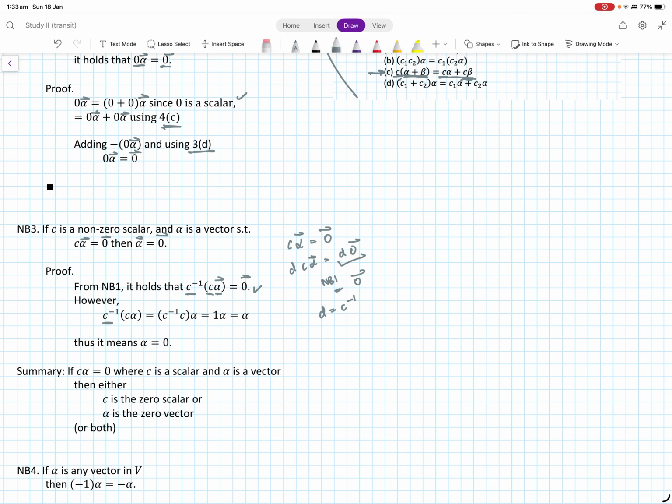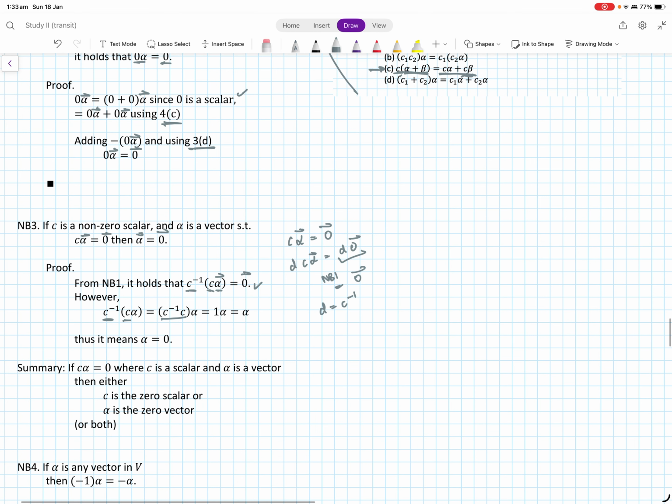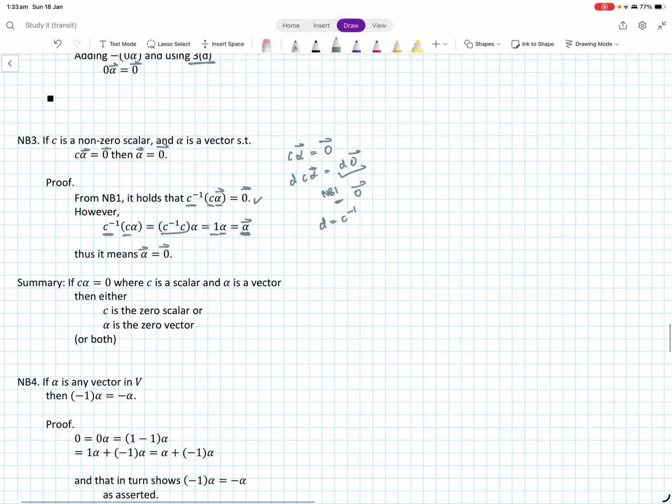And then afterwards, c times c inverse, one can use one of the properties that said that you can multiply the scalars first, and then multiply with a vector. So this would give you 1 times alpha, and then from the property, you should get alpha. And so what that means is that c inverse times c times alpha is alpha, and it's also equal to the 0 vector, which means that alpha is the 0 vector, which is what was claimed in NB3.